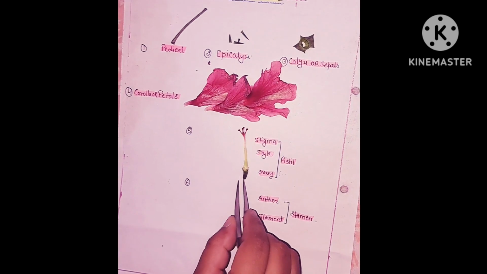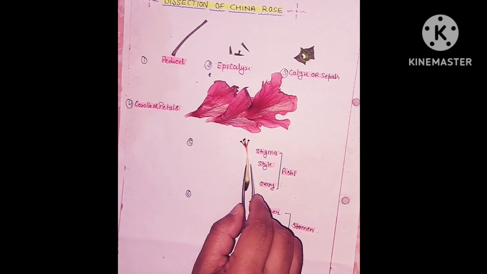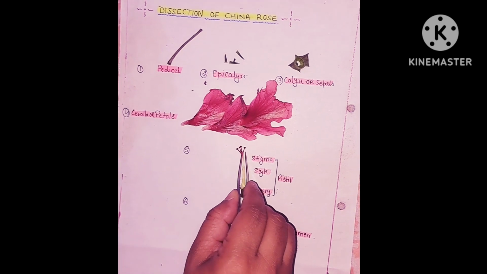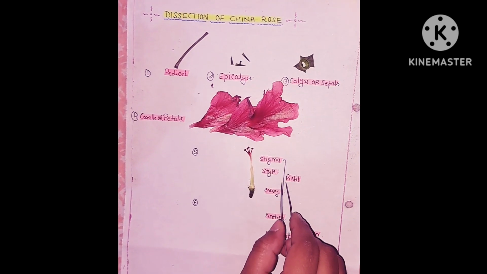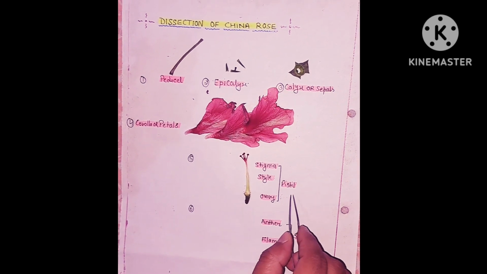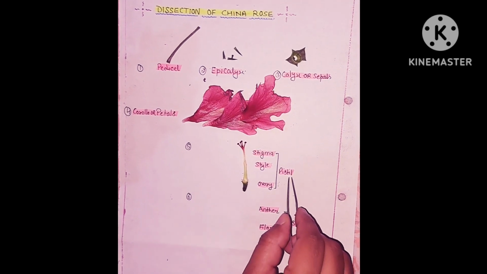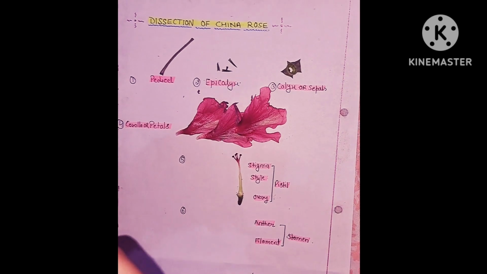This one is ovary, and this one is style, and this one is stigmas. These are the stigmas. Stigma, style and ovary collectively called as pistil. This is female reproductive part of a flower.